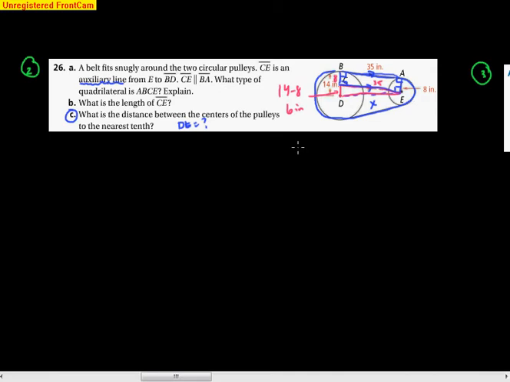And now, I'm going to take a look at this triangle. Make it a little bit bigger.